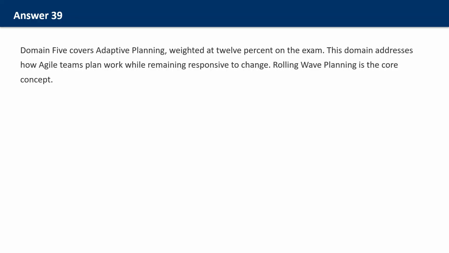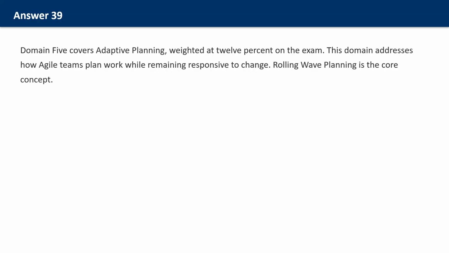The iteration, typically a sprint, is the fundamental planning horizon. Within a sprint, the team has a detailed plan. They know which backlog items they're completing and how they'll approach the work. This plan provides the stability needed for focused execution.